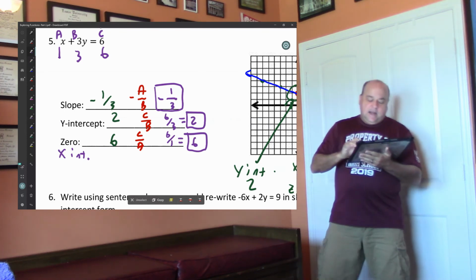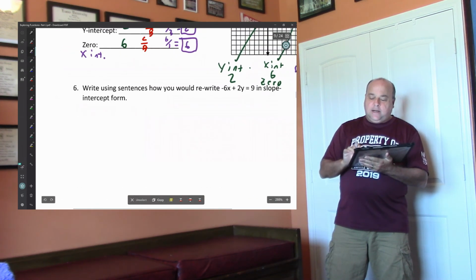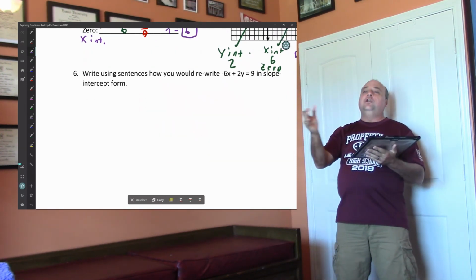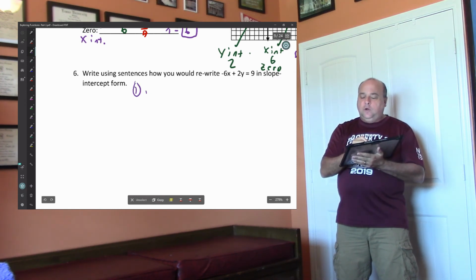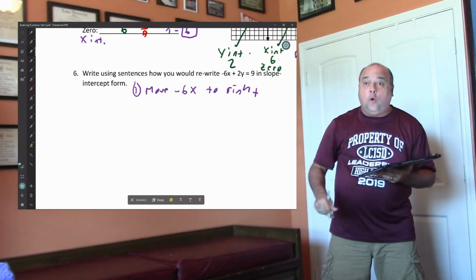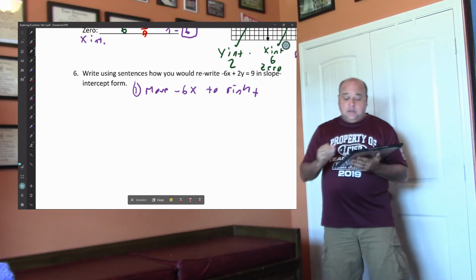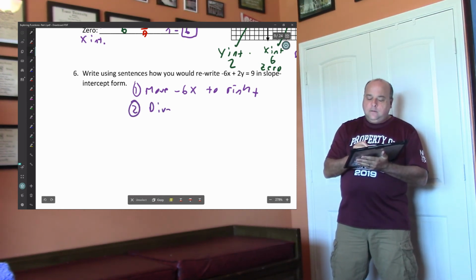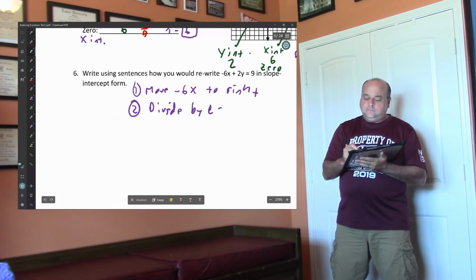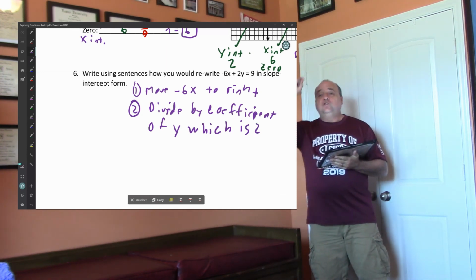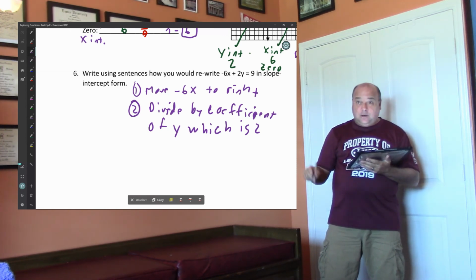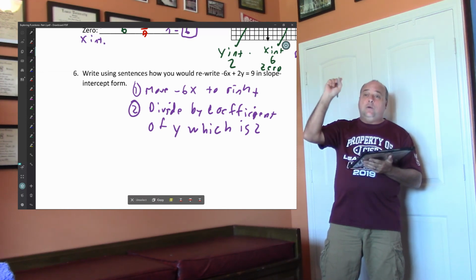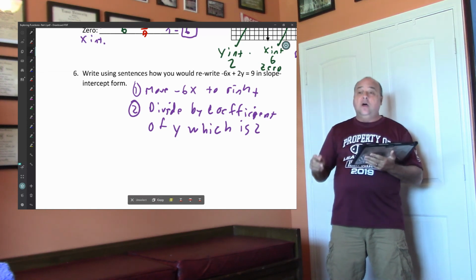Now then on number 6, write using sentences how you would write -6x plus 2y equals 9. I want you to do this on your own. I'm just going to write down the steps. Step 1 is move -6x to the right. You are not going to write this down. You're going to write it in paragraph form. So I'm just writing down the steps that you need to switch. Step 2 is to divide by the coefficient of y, which is 2. And that's all they want to know, okay? So you're going to write that down in your own words. Do not copy down what I have here. You're going to move the 6x over and then divide by 2, and you need to write down what the answer is in your sentences. Have fun writing!